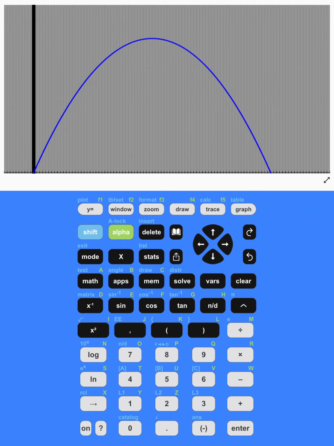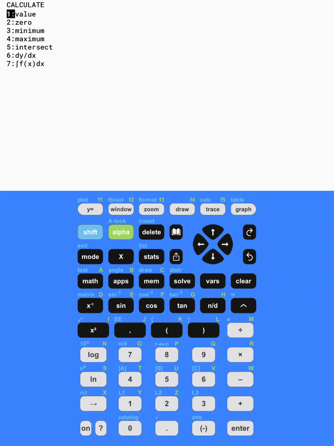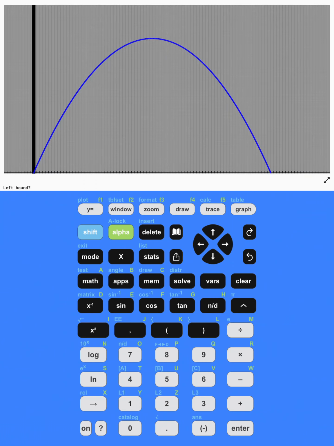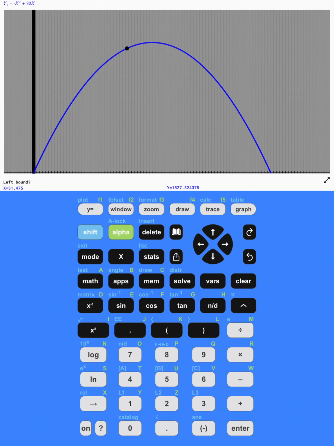Okay, so it's not always going to be a maximum graph, but usually real life scenarios do end up like this. So let's go to second trace. Again, it's a maximum, so number 4. You're going to move your cursor to the left side of that vertex, so anywhere along here, press enter.